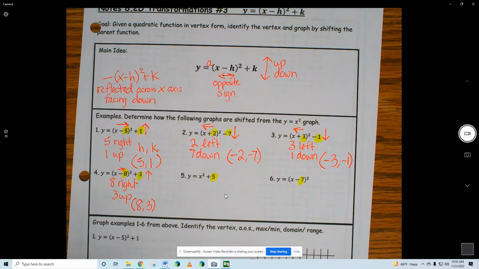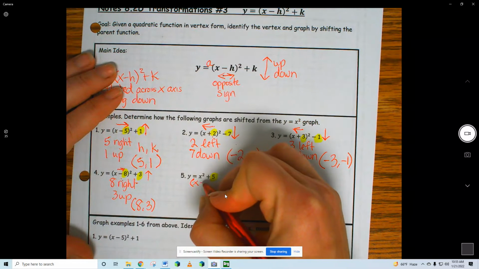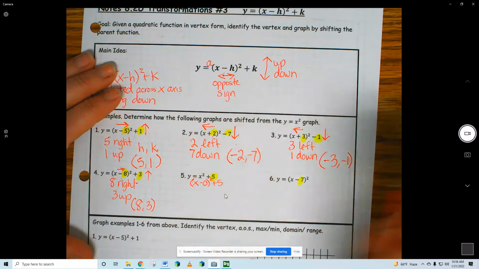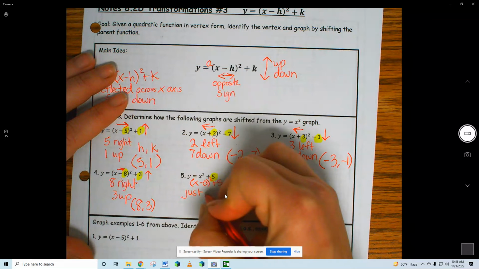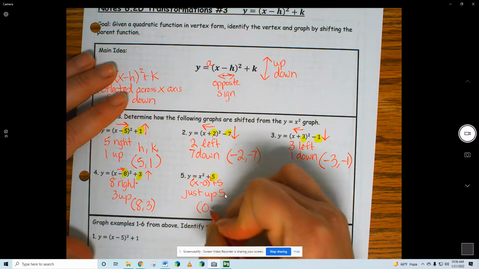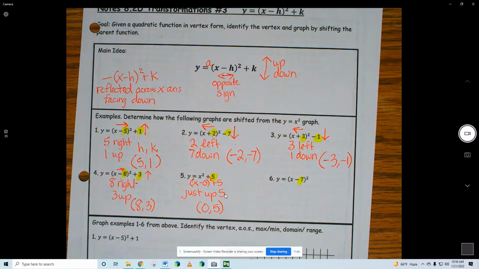Number 5. It doesn't have an H. It would be like this: x minus 0 squared plus 5. It does not go left or right. It just goes up 5. My vertex is 0, 5. There is no H. If there is something missing, that's a 0. So nobody writes x minus 0. That's a huge waste of time. So that's just going to be x squared. This 5 is your k. The k tells us whether we move up or down. So it's just up 5.